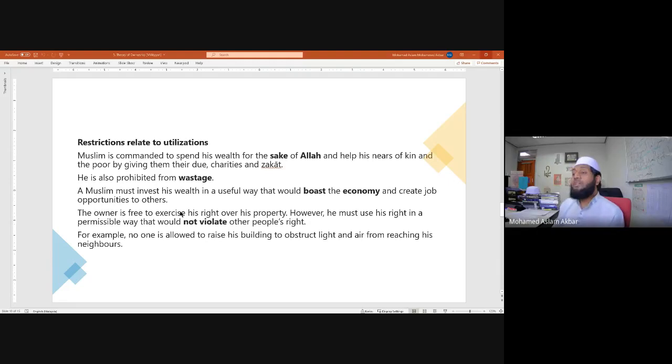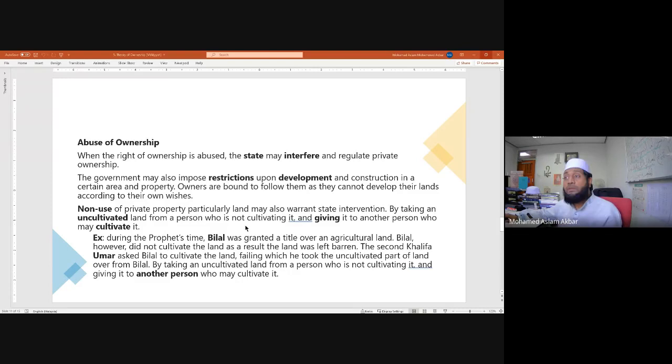The owner is free to exercise his right over his property. However, he must use it, his right, in a permissible way that would not violate other people's rights. That's why when you are building the house, you make sure that you don't obstruct the light from the sunlight. You don't obstruct the sunlight for others. You can build, but you have to also make sure that your neighbor is not get hurt because of your building.